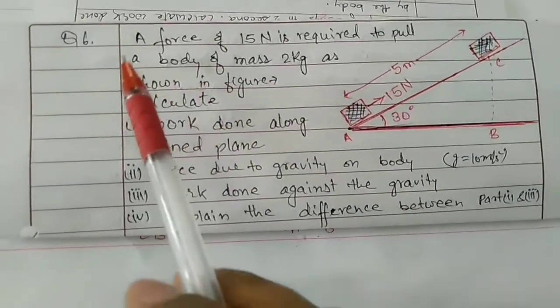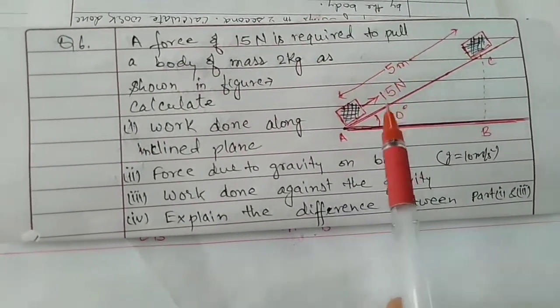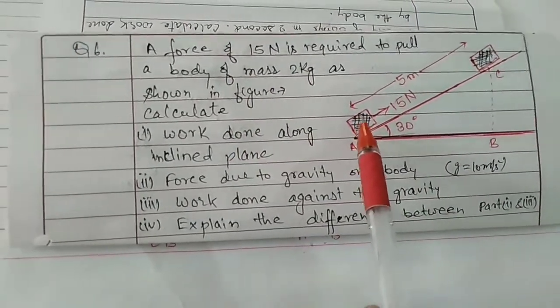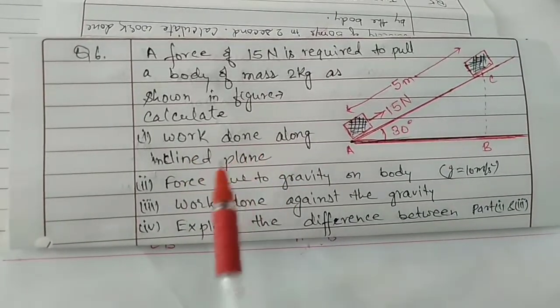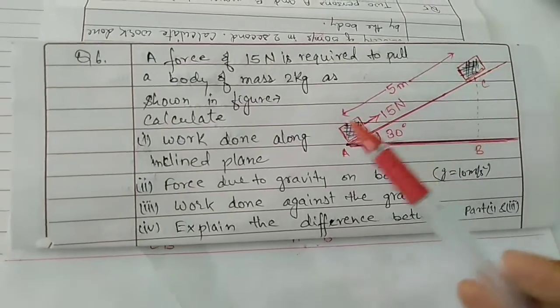Now see the question 6. A force of 15 Newton is required to pull, you can see here, a body of mass 2 kg, means this body has mass 2 kg, as shown in figure. Calculate work done along inclined plane. Work done along means force along and displacement along.